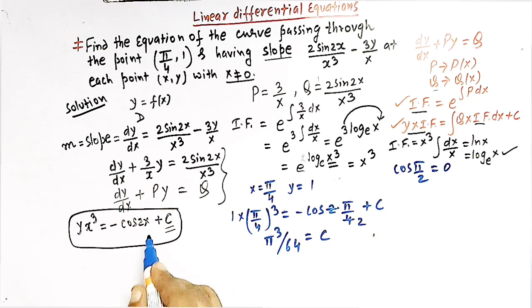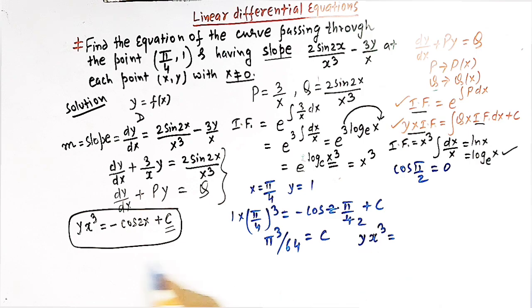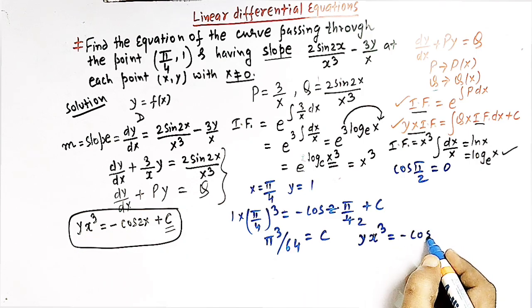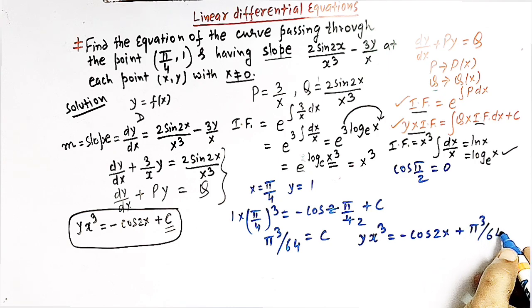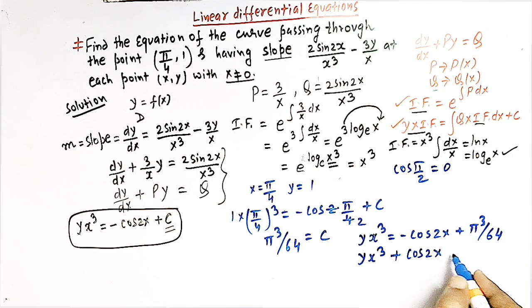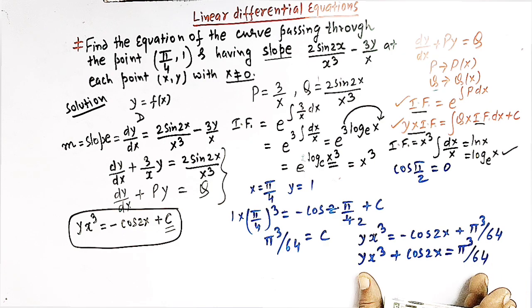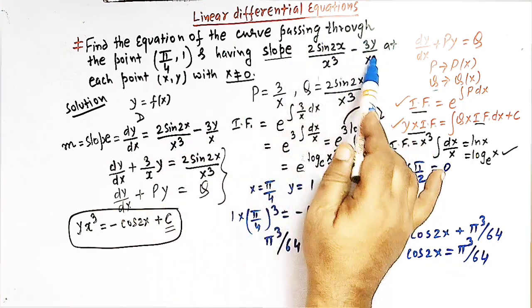So substituting this value over here, we can get the particular solution, that is y x cubed is equal to minus cos 2x, and here we have plus pi cubed over 64, right? Now taking this negative cos 2x to the left hand side, we have y x cubed plus cos 2x is equal to pi cubed over 64, right? So this is the required equation of the curve whose slope is given by this expression.